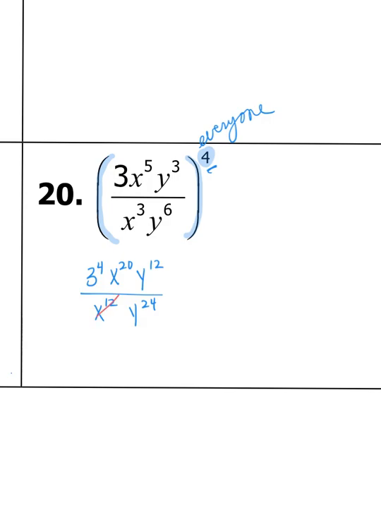Now we can cancel. 12 x's cancel in the denominator, leaving me with 8 in the numerator. 12 y's cancel in the numerator, leaving me with 12 in the denominator. You've got 12 on the top and 24 on the bottom. So final answer, 3 to the 4th is 81. 3 times 3 times 3 times 3, x to the 8th, over, looks like we just have y to the 12th on the bottom.